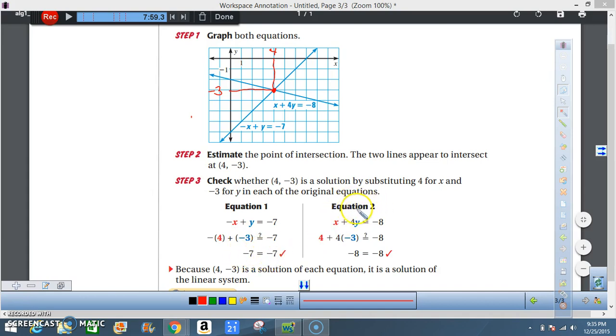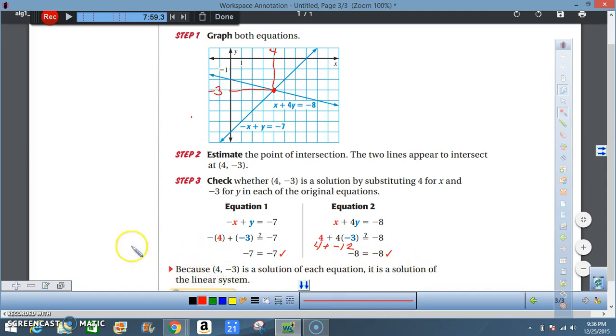Equation 2, I'm going to do the same thing. In place of the x, I'm going to put 4. In place of the y, I'm going to put negative 3. 4 times negative 3 is a negative 12. And so I'm going to get 4 plus a negative 12. That's going to give me a negative 8. And a negative 8 does equal a negative 8. Because 4 and negative 3 is a solution of each equation, it is a solution of the linear system.